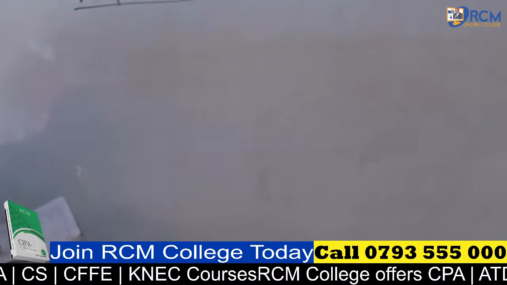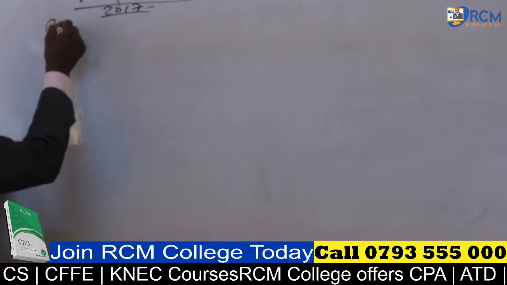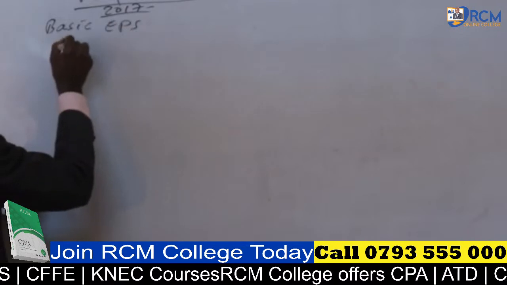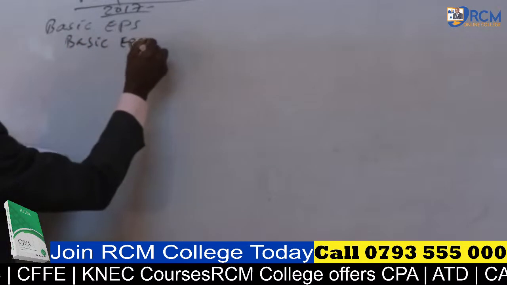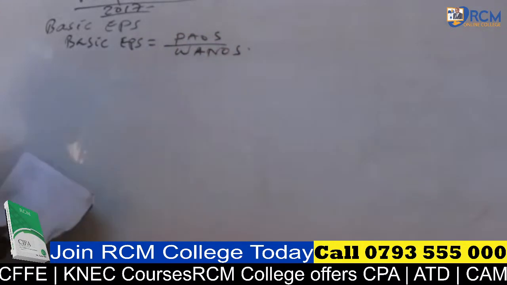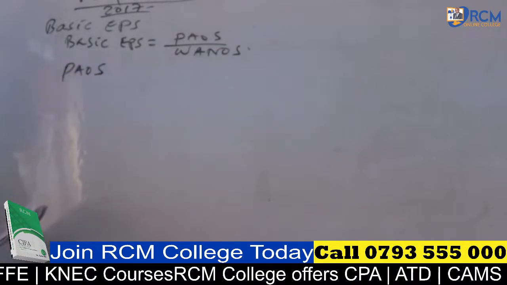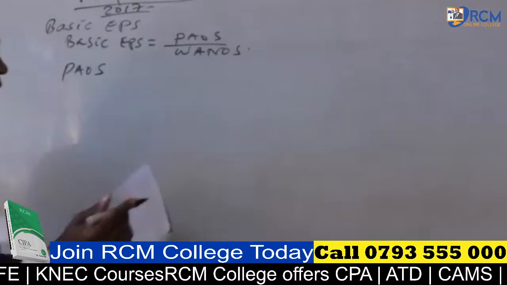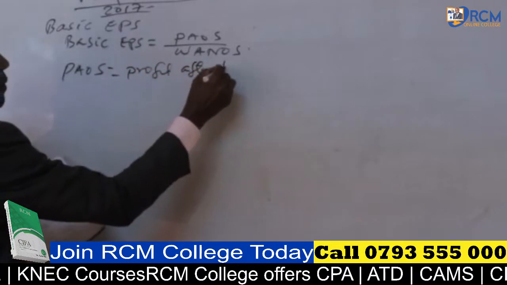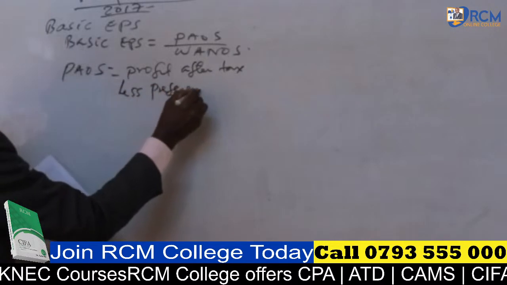Therefore, quickly, let's look at the basic EPS 2017. We are beginning with 2017 basic EPS. Basic EPS equals profit attributable to ordinary shareholders over the number of ordinary shares. That is our formula. Then, how do I get the profit attributable to ordinary shareholders? I get profit after tax, less preference dividend.